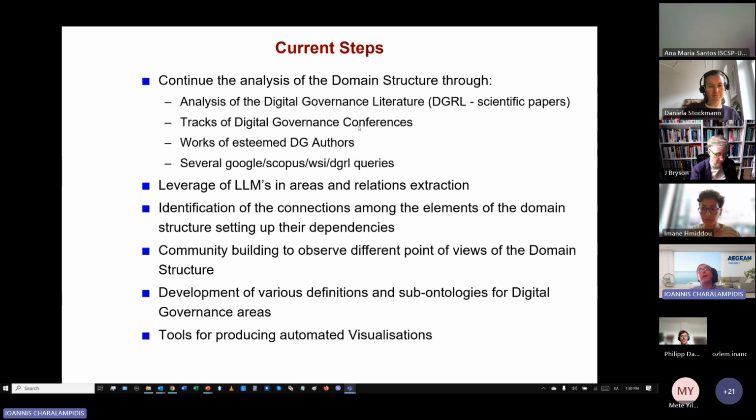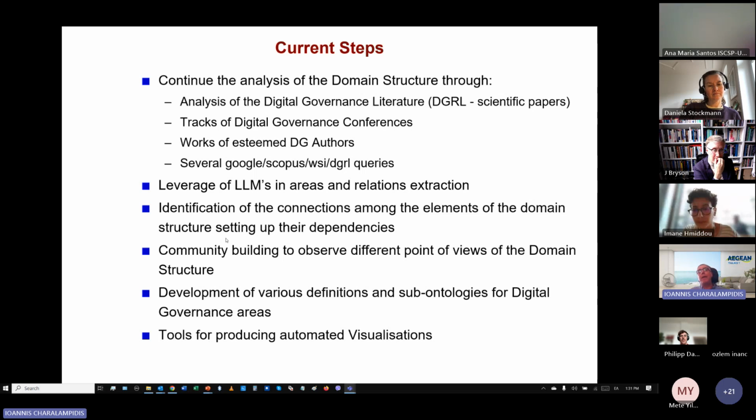We also study the tracks of digital governance conferences, the work of esteemed digital government authors, to find out new areas, and we do lexical analysis. Now we're using LLMs in studying. So we have OpenAI systems dedicated to managing and studying all this work and extracting, all the time, new information on areas and the structure of the domain. Identification among the elements of the domain and their dependencies.